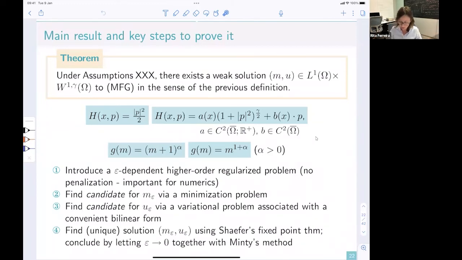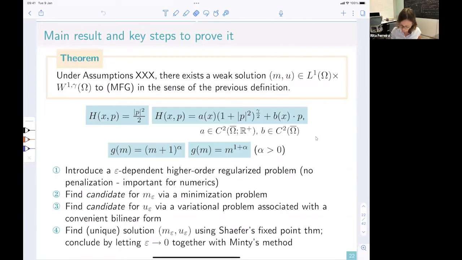And I'm not giving you the assumptions, but I'm giving you some examples of Hamiltonians and coupling functions that do satisfy the general assumptions that we consider in our work. And like I said, this was just a trailer version of this work, just to give you the ideas, and then in the time-dependent case, some of them will become a little bit more clear.